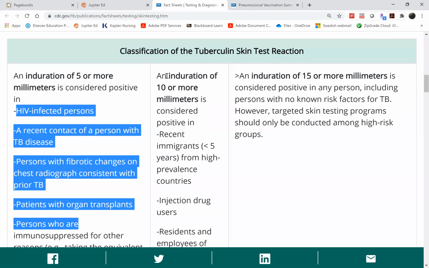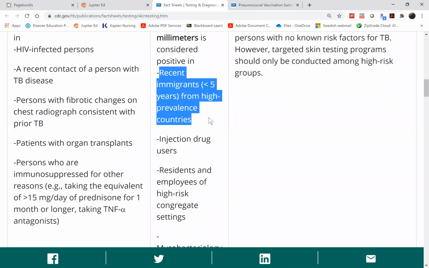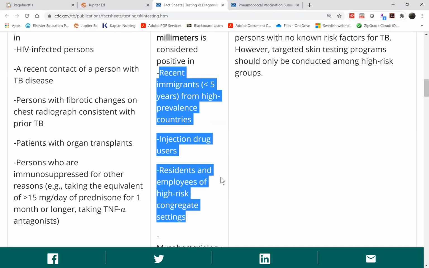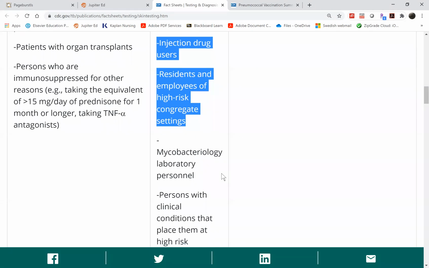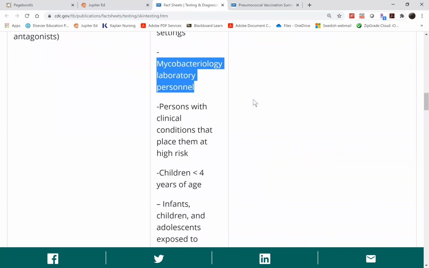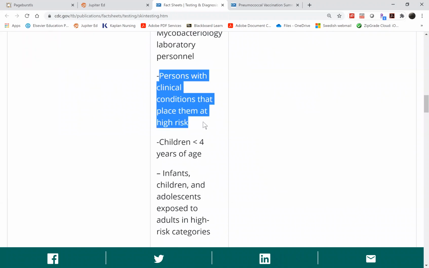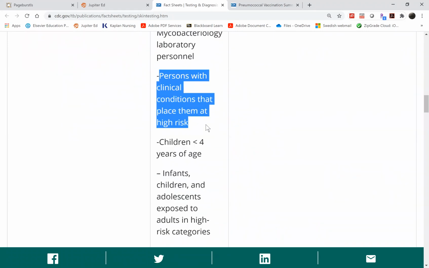Induration of 10 millimeters or more is positive in these people. Recent immigrants within the last 5 years from the countries I mentioned earlier, IV drug users, residents and employees of hospitals, prisons, long-term care facilities, mental health facilities, homeless shelters, etc. People working in the lab who handle the sputums and other specimens. Any other persons putting them at risk. So for instance, you may not necessarily be a resident or employee, or maybe you're a vendor, for instance, that puts you at high risk.